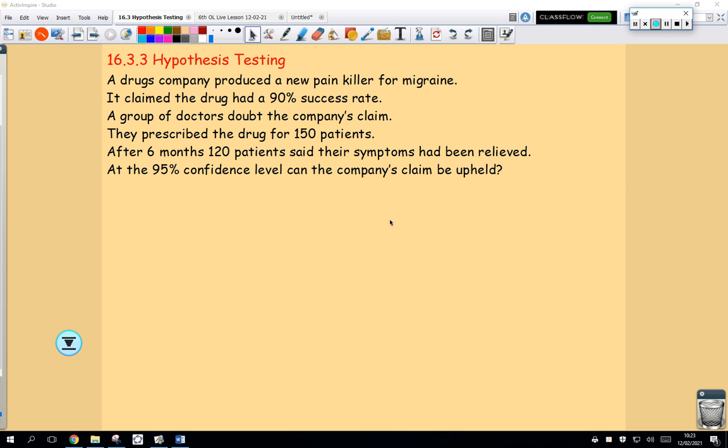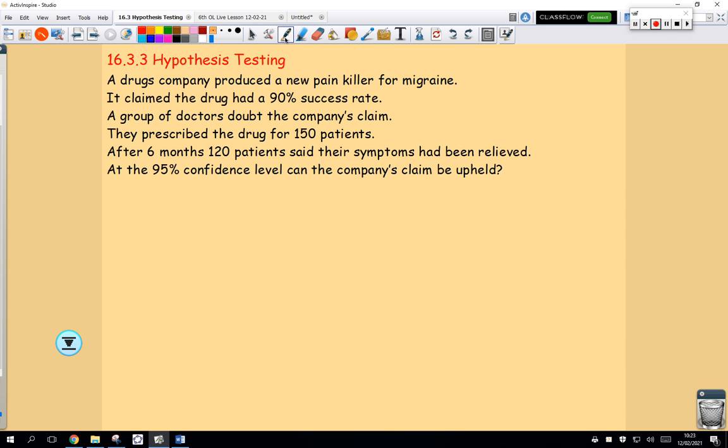Okay, in this lesson I'm going to look at our last couple of questions on hypothesis testing. We've gone through a couple of classes, so make sure you're up to date on the general layout of a hypothesis test and the way we perform it. Okay, so let me read through the question, then we'll go through the various steps.